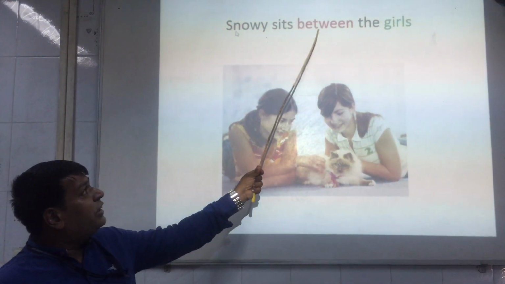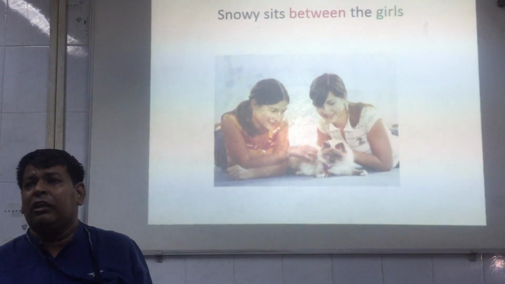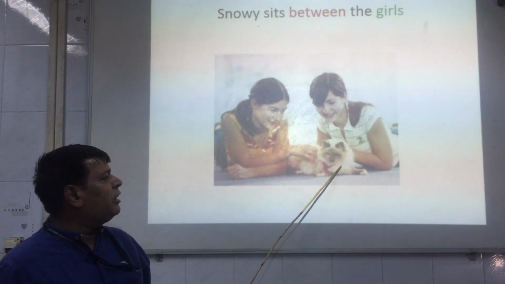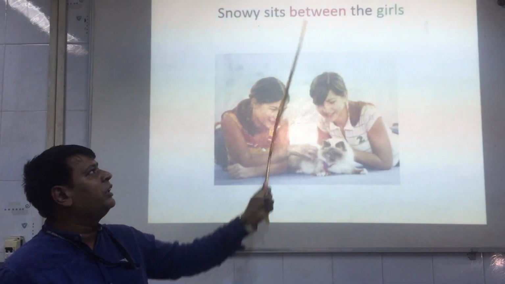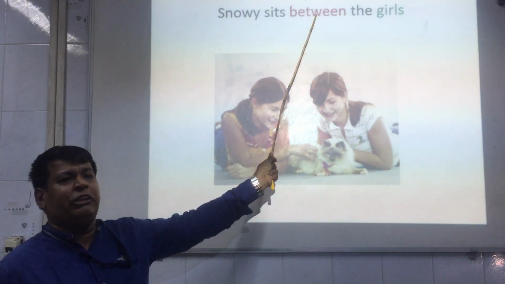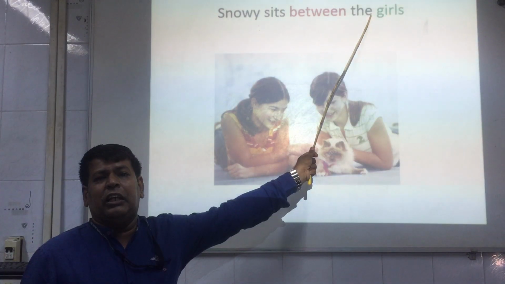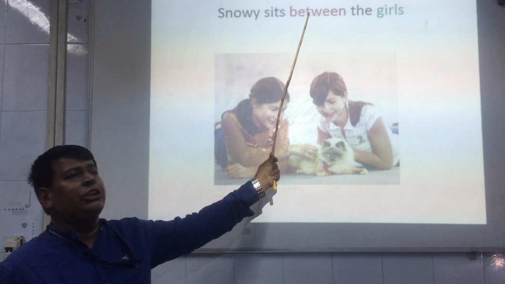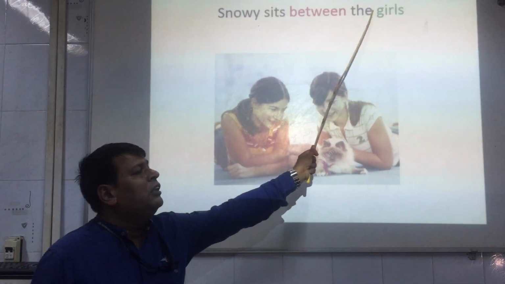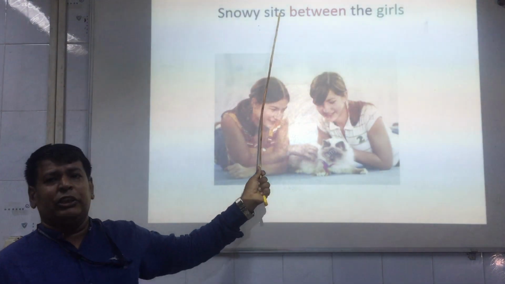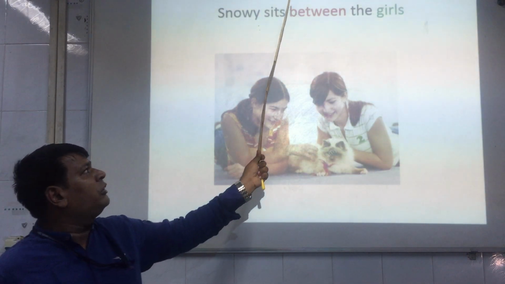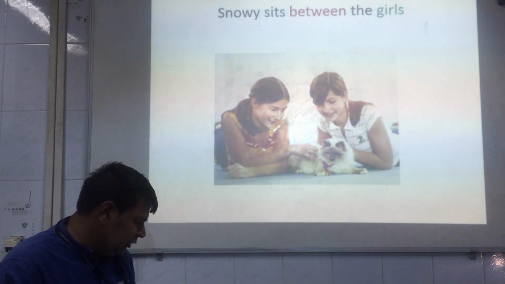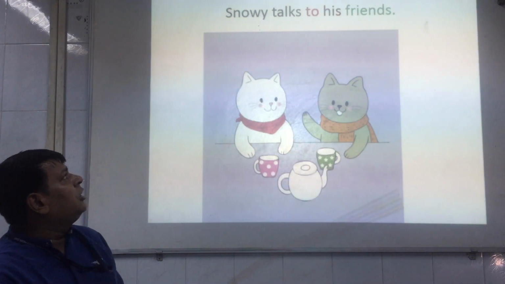Snowy sits between the girls. I repeat again. Snowy sits between the girls. You can see the picture. So Snowy is sitting between the girls. Now this between, which is in red color, is a preposition, and the girls, which is in green color, is a noun. So between is a preposition which shows the relationship between the Snowy and the girls. That is, as preposition is always followed by a noun, so between is followed by the girls. See the next example now.